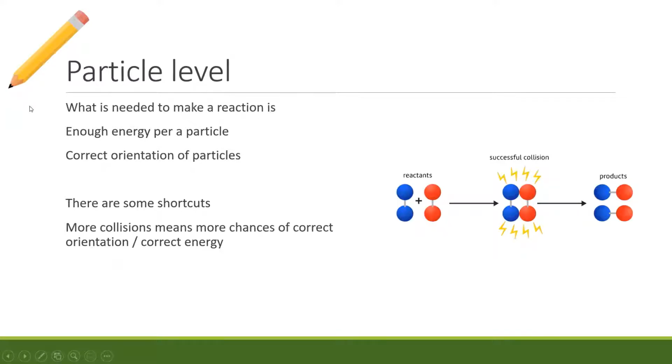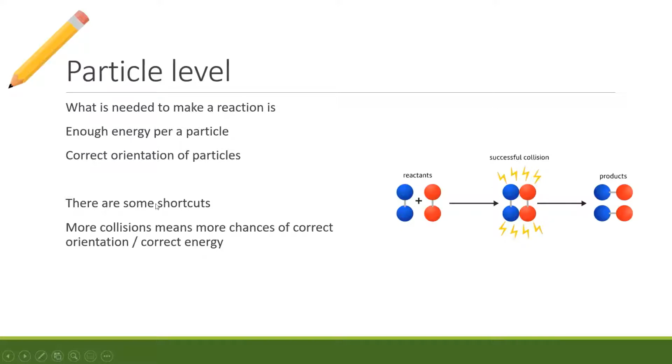So this is pretty much the same slide as before, but I've changed it a little bit. What's needed to make a reaction is enough energy per particle. So you need to have enough energy to break the bonds and form new bonds. That's the whole reason that you have activation energy. If you have a really, really cold liquid and you're trying to get 2 chemicals to react, they probably won't react because it's too cold. So you need to make sure that each particle has enough energy, but they also need to have the correct orientation.